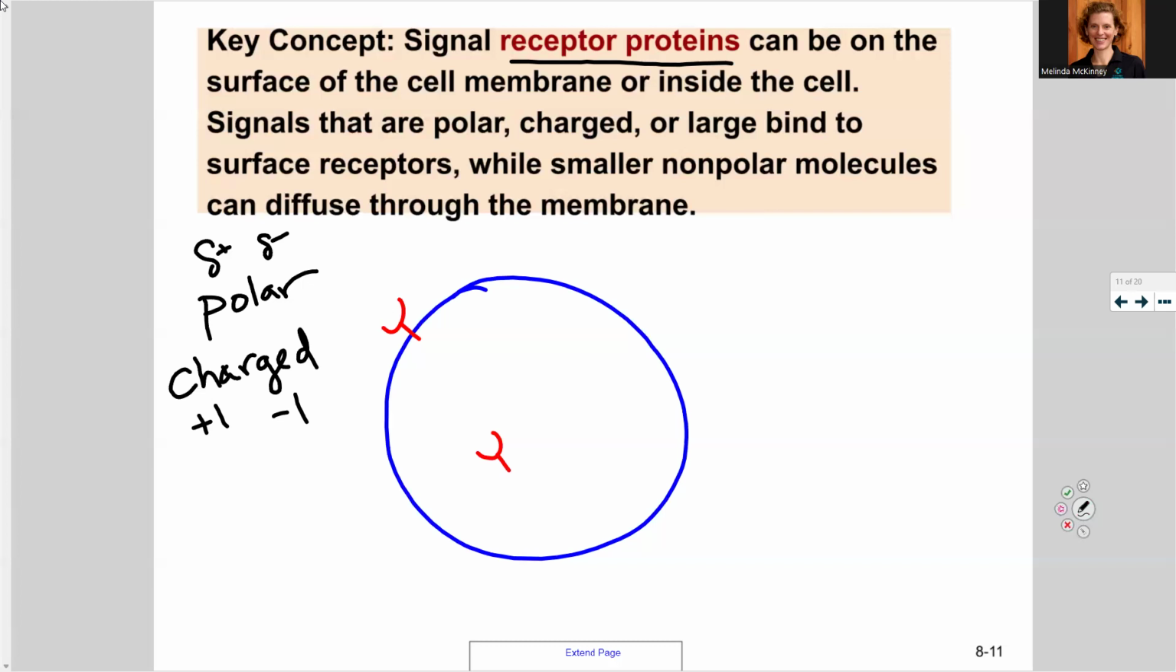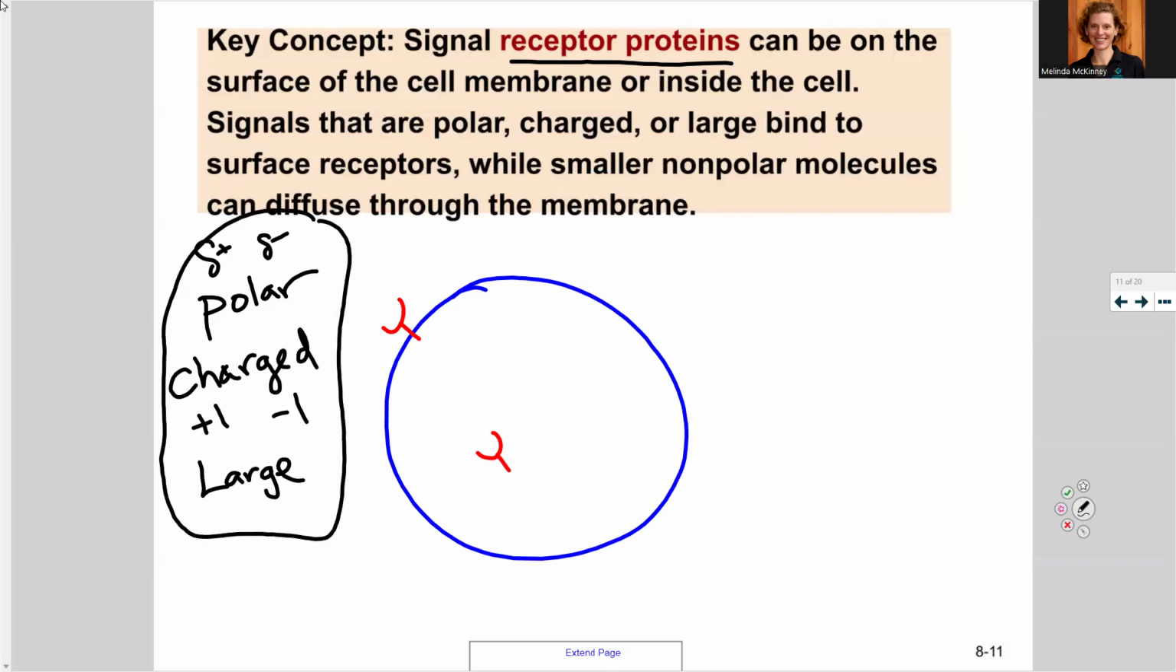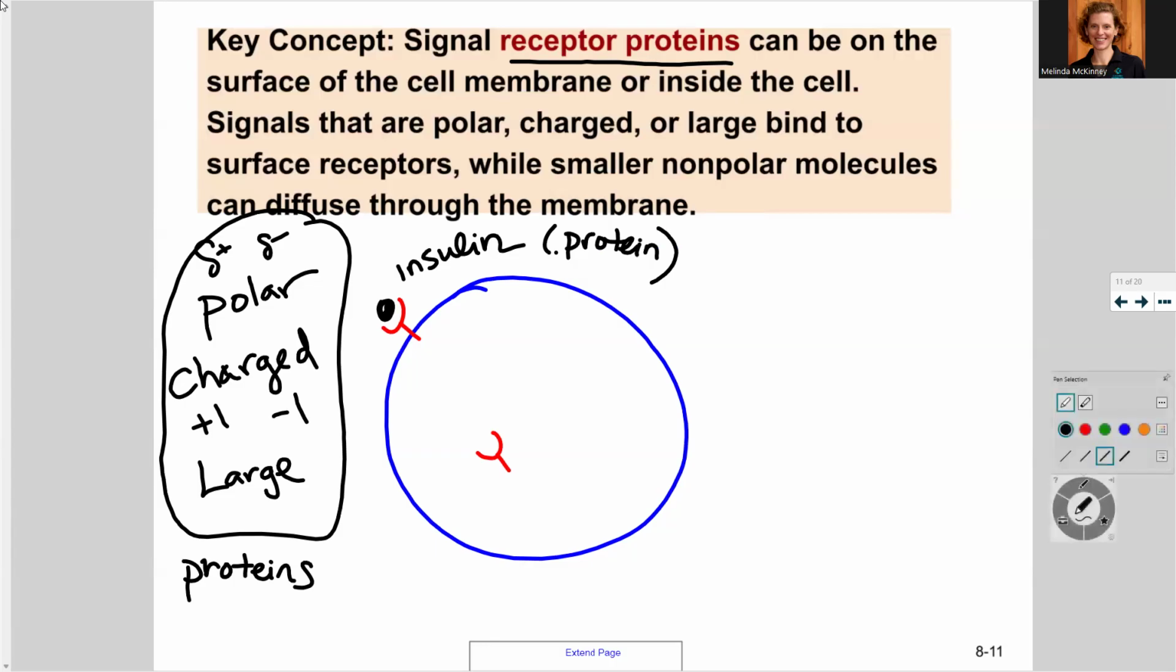Or a molecule that's large. Right? So molecules that are going to fit this category are often going to be proteins, just small little proteins, but proteins often have different R groups or side chains that may have polarity and or charge. So molecules outside, this would be something like insulin, which is a hormone that is a protein, right? This is a protein. So it's going to bind outside.